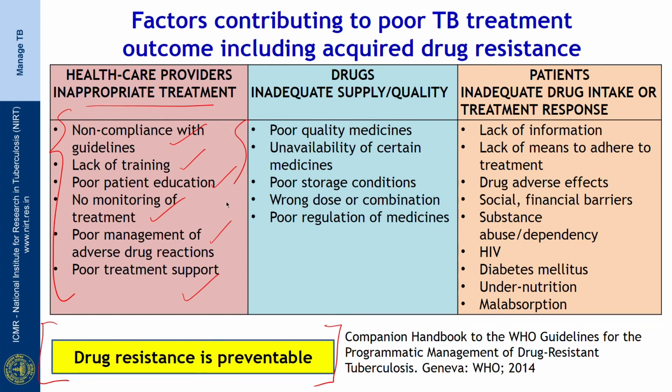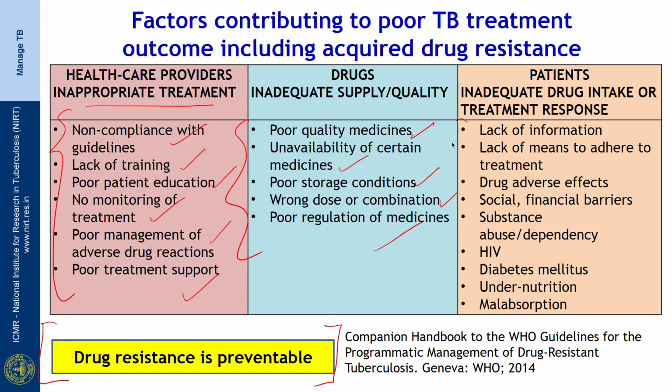In terms of drugs, it may be poor quality medicines, unavailability of certain medicines, poor storage conditions, wrong dosage combinations or poor regulation of medicines. So, it is important that the correct combination with appropriate dosage is given for the prevention of drug resistance.